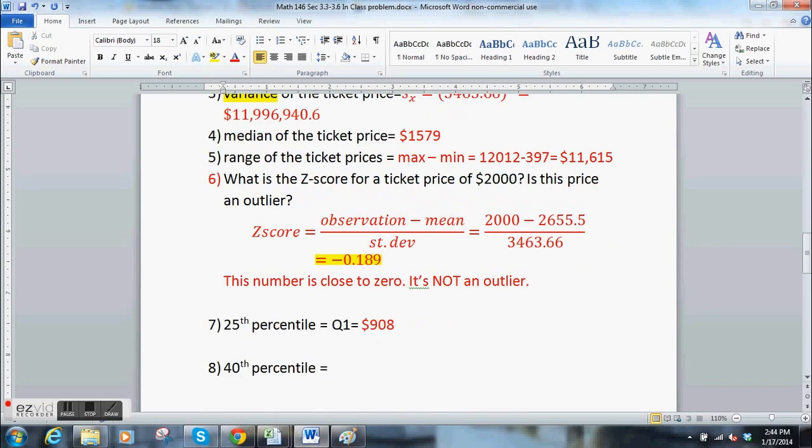Find the 25th percentile. In this case, what you want to remember is that the 25th percentile is also the first quartile. So the first quartile, your calculator gives you that.